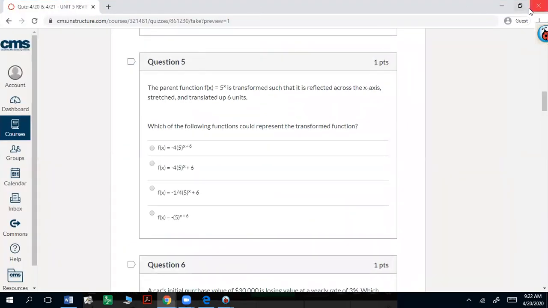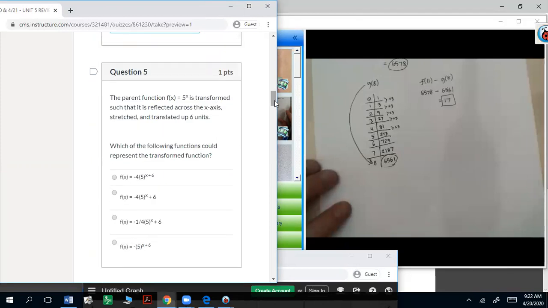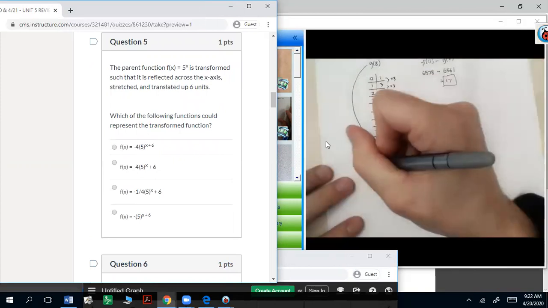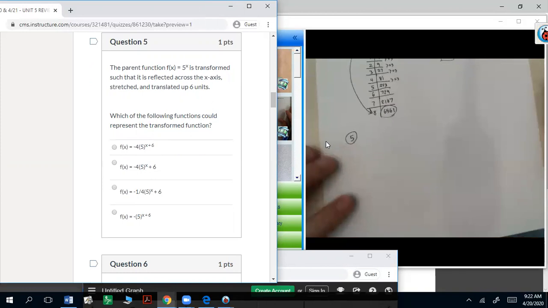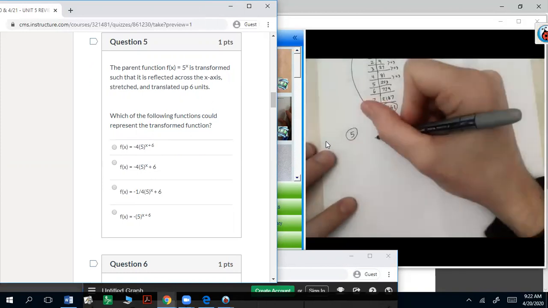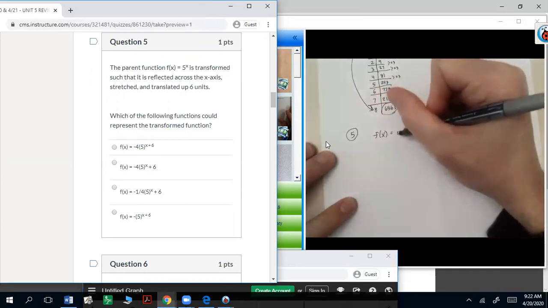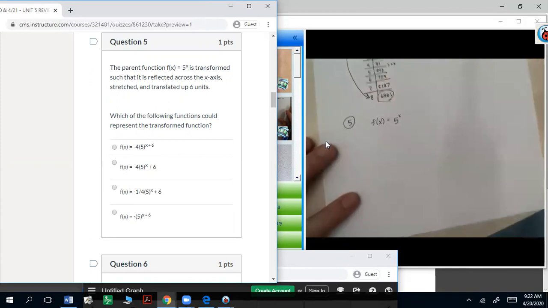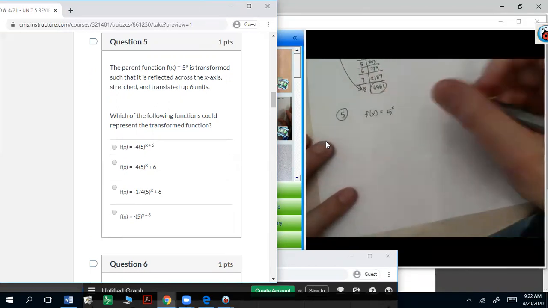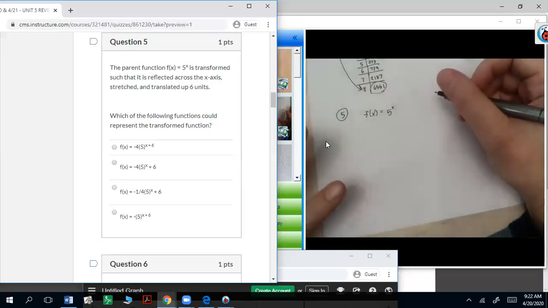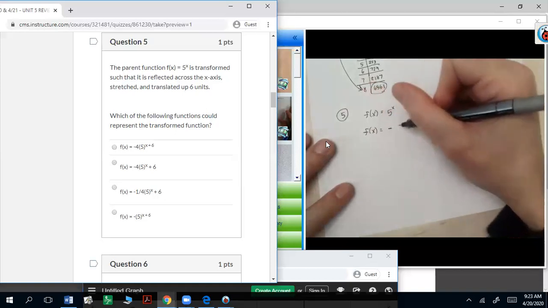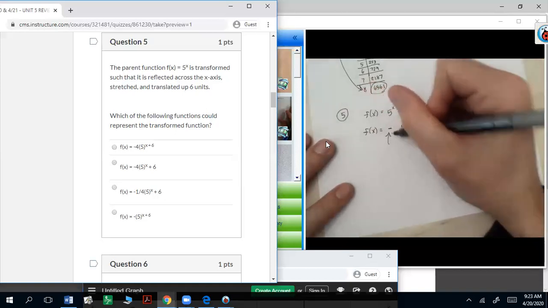And question 5. Okay, question 5 is another problem where we're going to use the rules of transformations. The parent function f of x equals 5 to the x power is transformed such that it is reflected across the x-axis, stretched, and translated up 6 units. It doesn't say how much it's stretched by, but if it's going to be reflected across the x-axis, the first thing you want to have is a negative sign. So that negative out front is going to reflect.